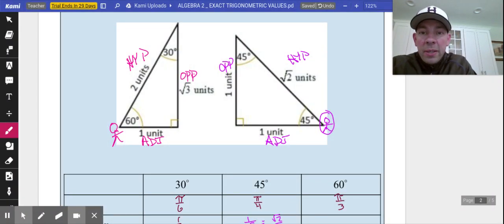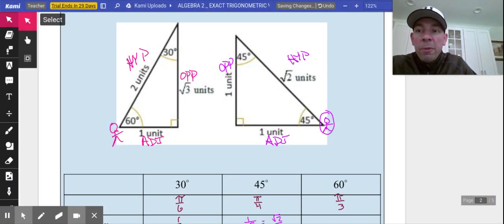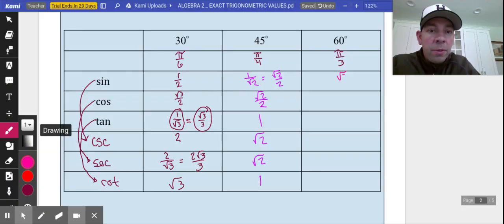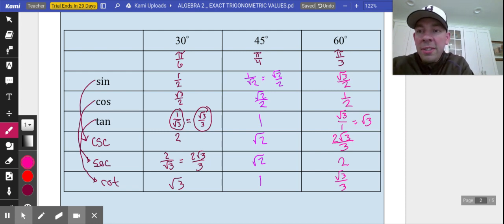So opposite is going to be radical 3 over 2. That's going to be our sine function. Radical 3 over 2. Cosine is going to be 1 over 2. And then tangent is going to be radical 3. Oh, just radical 3. Yeah, radical 3 over 1, which makes just radical 3. Okay. Reciprocating these, we're going to eventually get 2 radical 3 over 3. We're going to get 2, and we're going to get radical 3 over 3 once we flip and rationalize it.